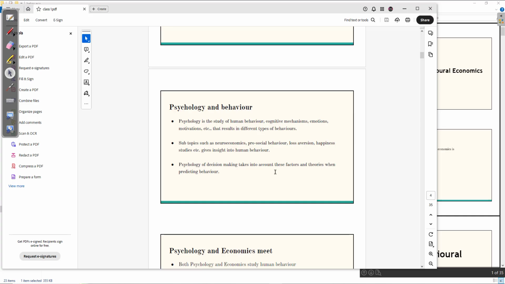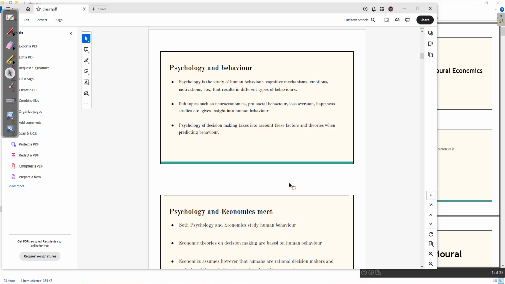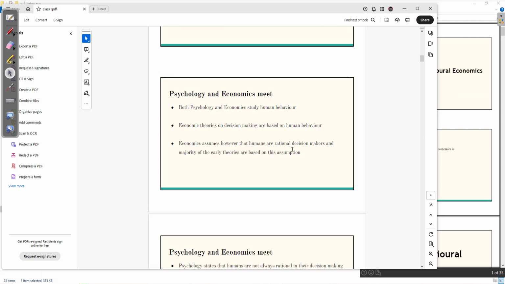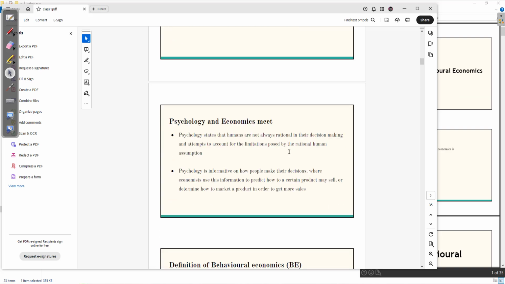Okay, so psychology of decision making takes into account these factors and theories when they try to predict behavior. Both psychology and economics study human behavior. Economic theories on decision making are based on human behavior. Economics assumes, however, that humans are rational decision makers, and the majority of the early theories are based on this assumption. Both psychology and economics have originated from philosophy. Both look at human behavior but from a different perspective.